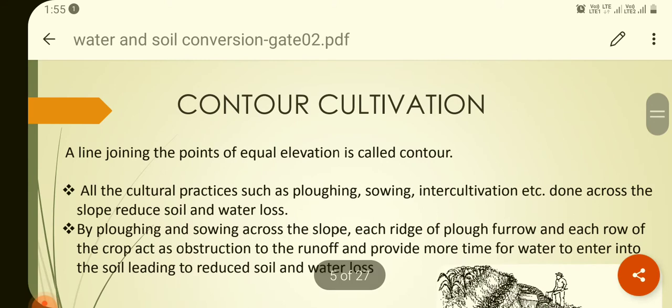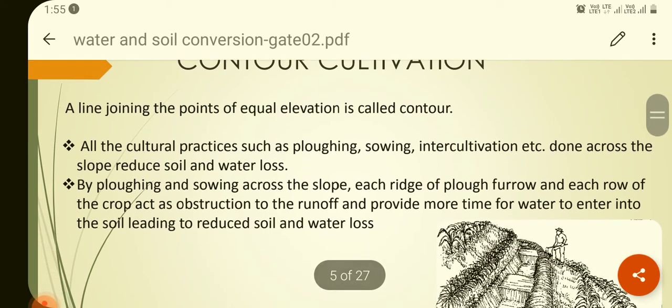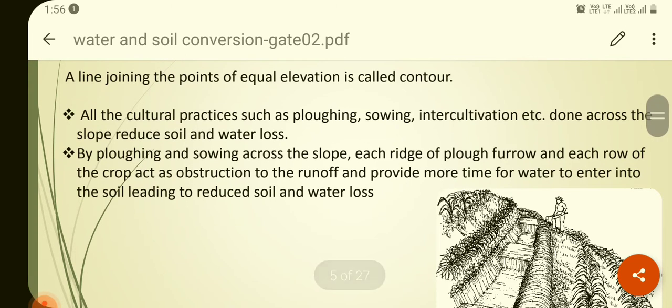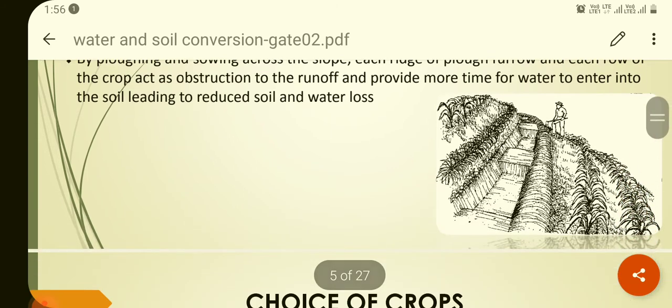So next we'll see contour cultivation. A line joining points of equal elevation is called a contour. All the cultural practices such as ploughing, sowing, intercultivation, etc. are done across the slope to reduce the soil and water loss. By ploughing and sowing across the slope, each ridge and furrow and each row of the crop acts as an obstruction to the runoff and provides more time for water to enter into the soil, leading to reduced soil and water losses.